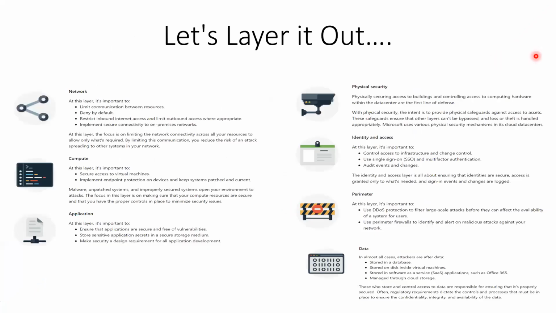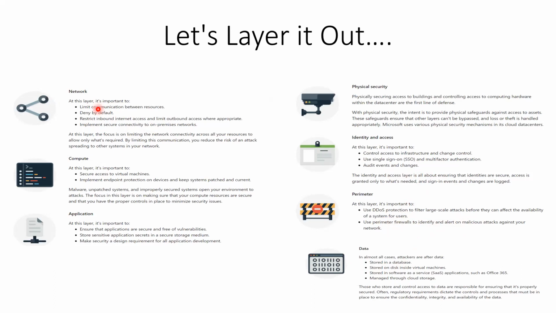So this is basically the layers which we talk about. I have already told you about it in the previous slide itself, but this gives you a bit of an idea. Physical security we have when we secure access to the building and control access to compute hardware. Then we have identity and access, where we control access to the infrastructure, change control, single sign-on, audit events and changes. Then we have the perimeter. The perimeter will have DDoS protection. We will use perimeter firewalls to identify and alert.